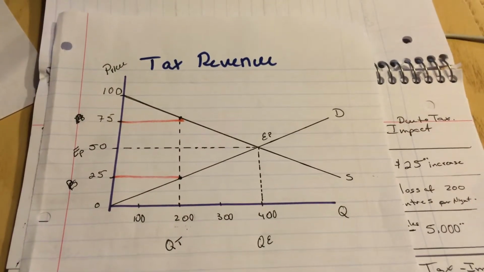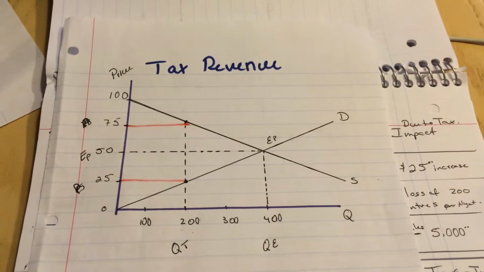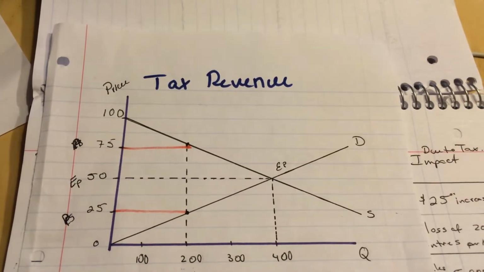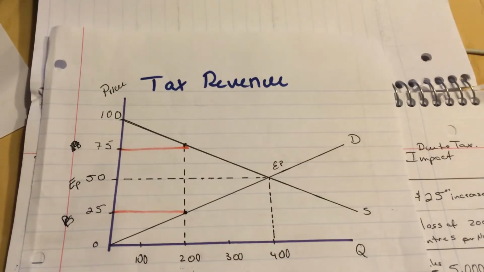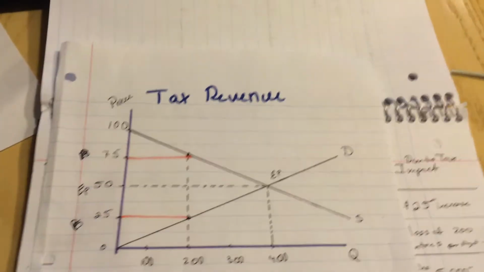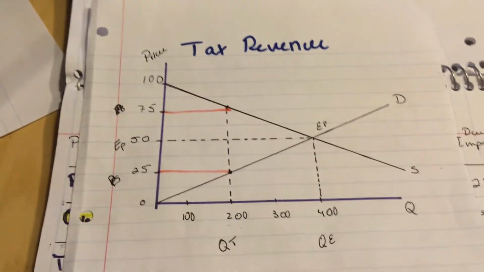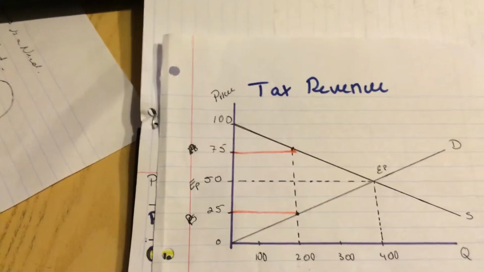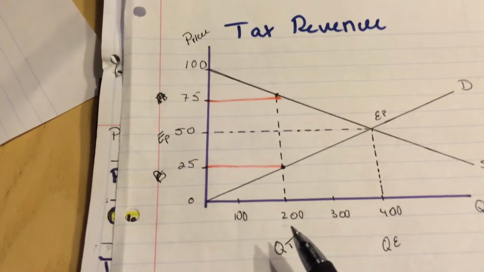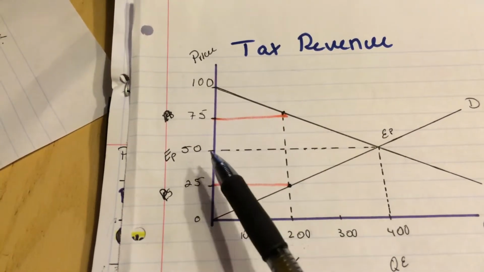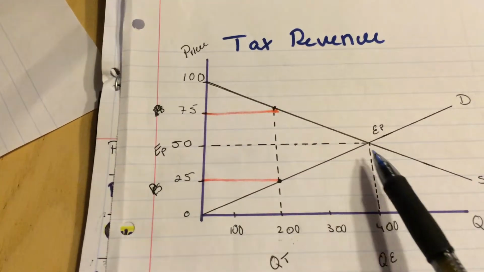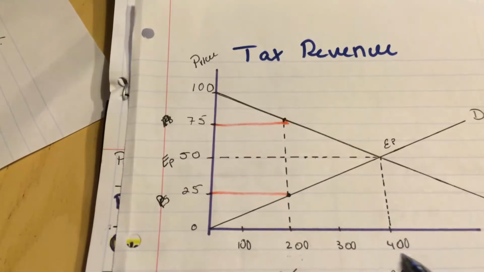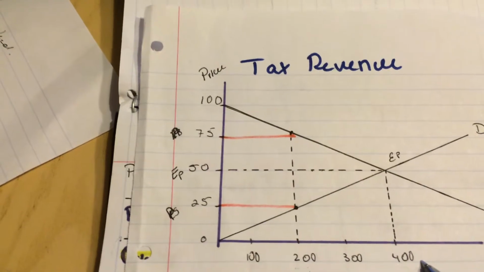My name is Georgette. I'm going to talk about tax revenue and how government taxes really affect any market. For instance, we have a market of a fancy restaurant where the price is $50 a plate, and the equilibrium price and quantity is at 400 plates per night.